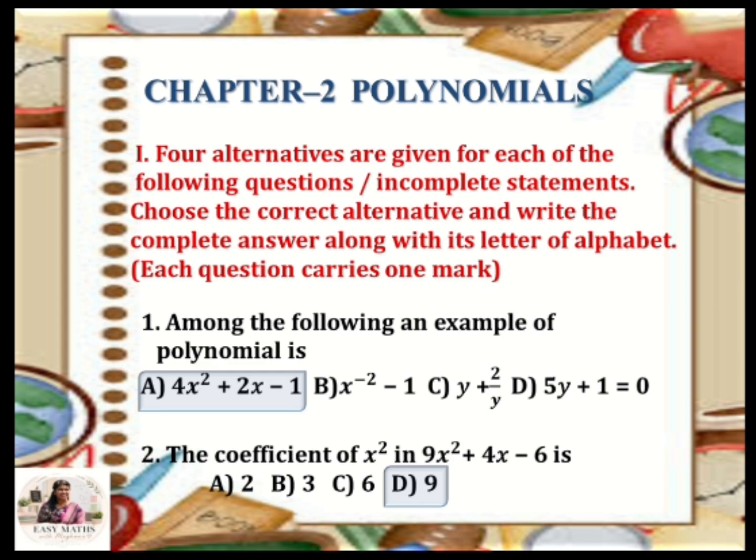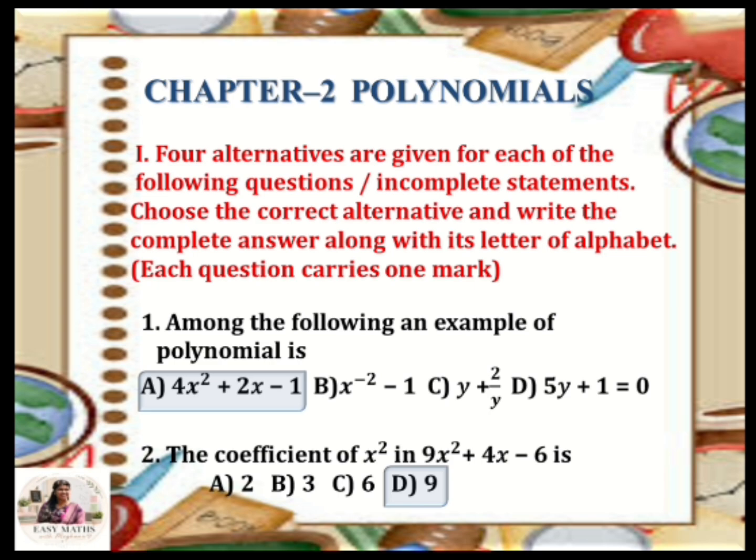First question, among the following an example of polynomial is. So students, you can see here in the 4 different options, that is option A, 4x square plus 2x minus 1. Option B, x raised to minus 2 minus 1. Option C, y plus 2 divided by y. Option D, 5y plus 1 is equal to 0.